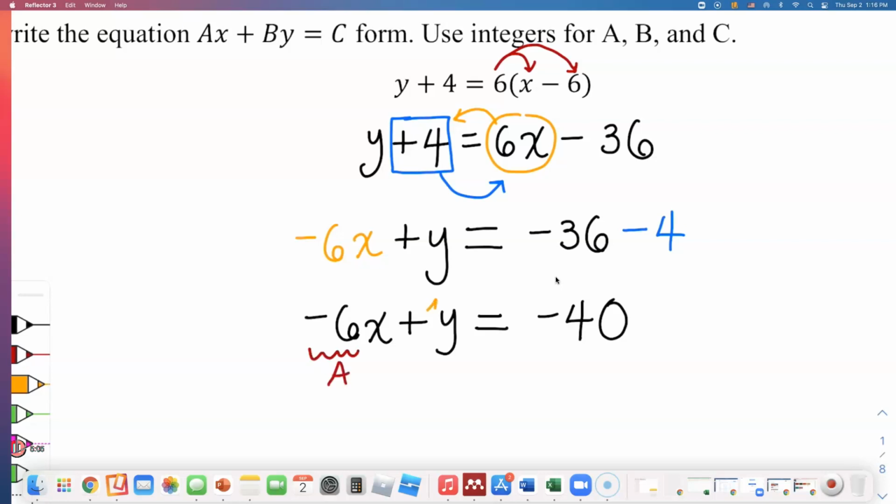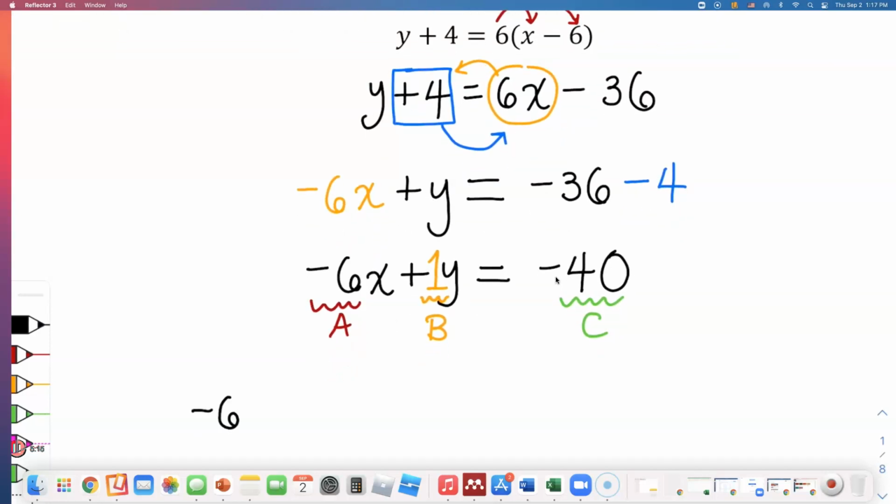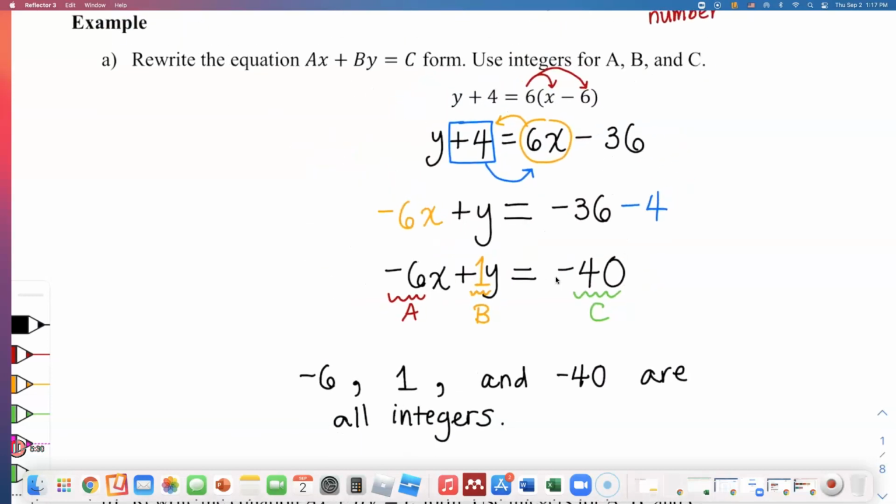B is not really written down, but B is 1. This is B. And C is 40. So because -6, 1, and -40 are all integers, we established our goal. Okay, so it's really just moving things to the correct places, and I really didn't have to do anything else. I just had to combine some like terms.